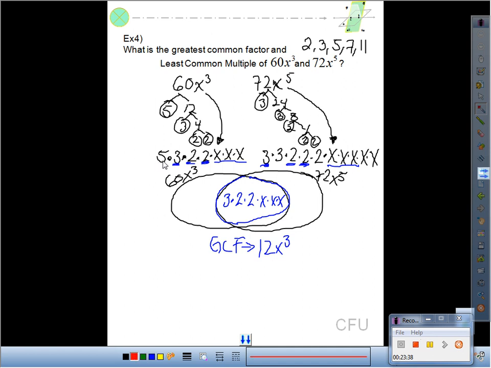Did we use the 5? No. What else is left over? That's it. So we write it here, times 5. What's left over on the other side? 3. What else? 2 times double x. So this is times 3 times 2 times x times x.